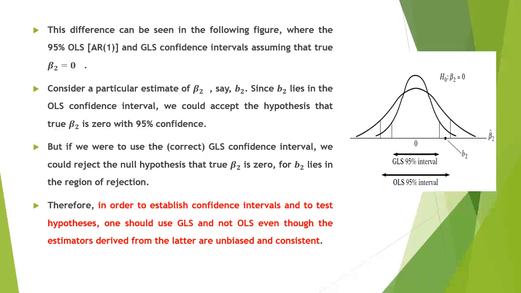But if we are to use the correct GLS confidence interval, we could reject the null hypothesis that true beta 2 is 0, for beta 2 lies in the region of rejection. Therefore, in order to establish confidence intervals and to test hypotheses, one should use GLS and not OLS, even though the estimates derived from the latter are unbiased and consistent.